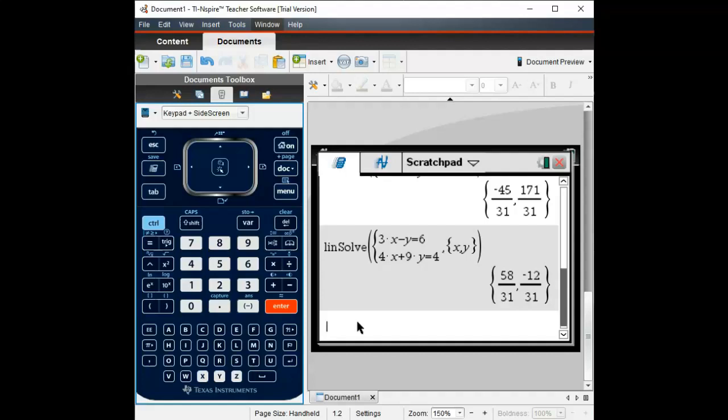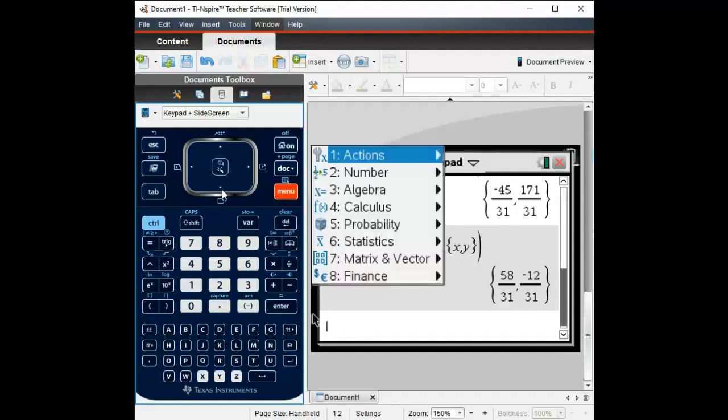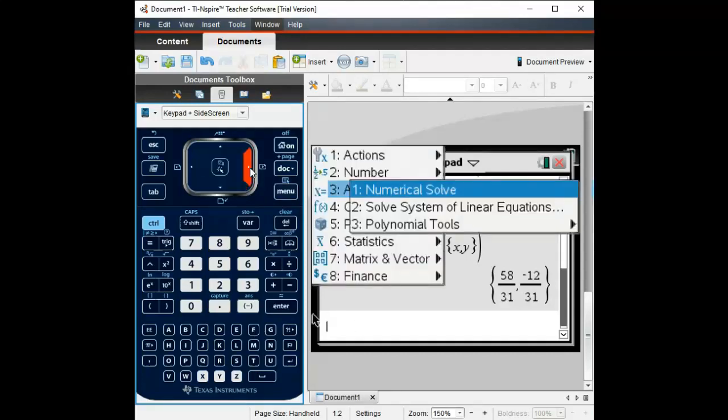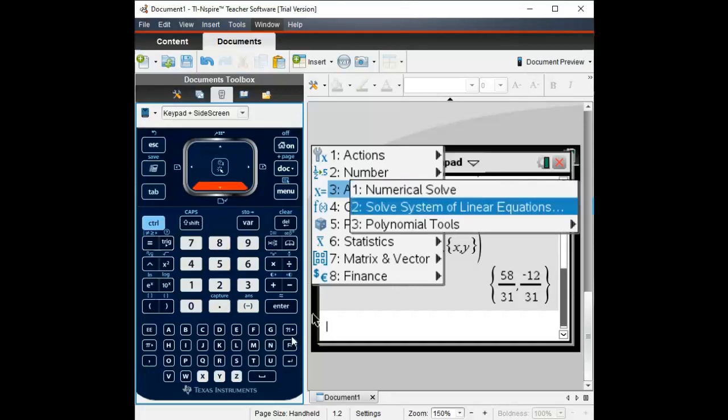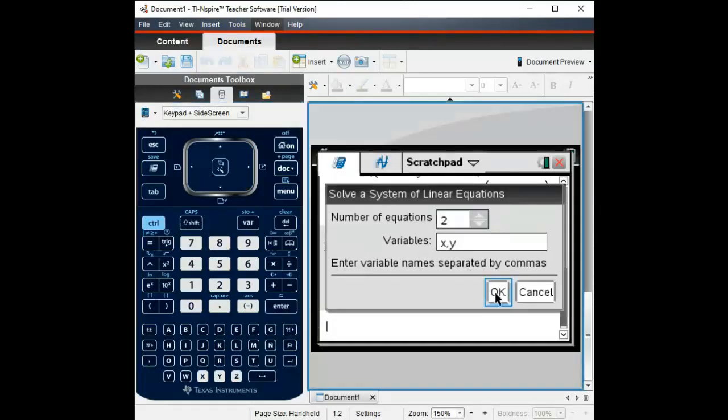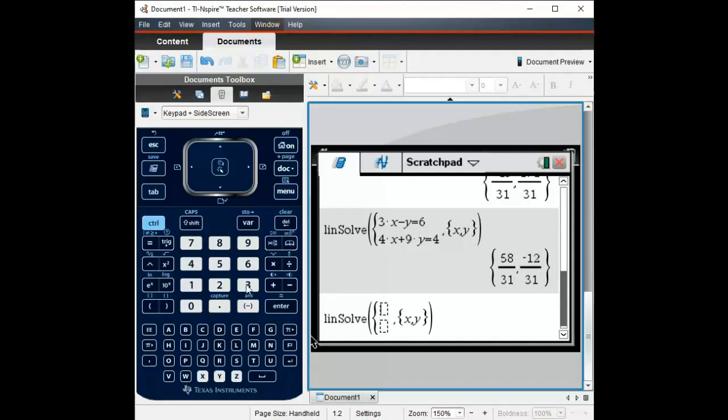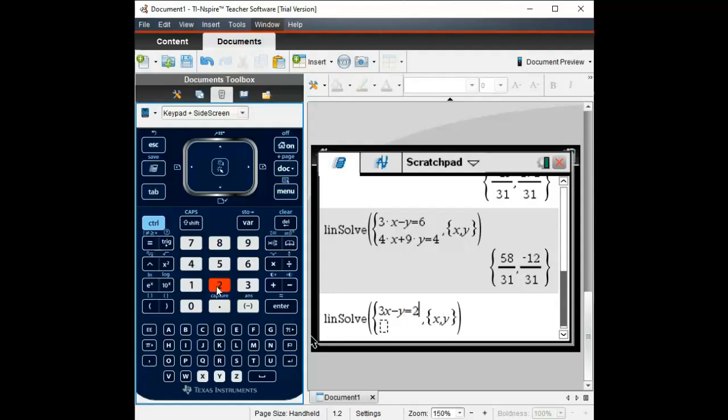So let's check f. So menu, go down to algebra, and solve system of linear equations, hit enter. Yes, we have two equations. And this one is going to be 3x minus y equals 2. And we'll put in the next equation, 4x plus 9y equals 36. And I'll hit enter.